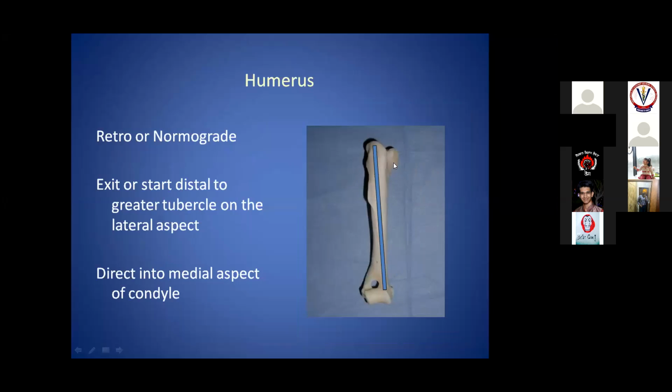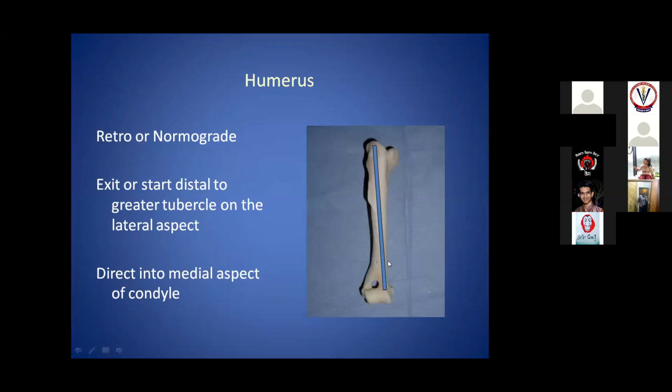This is the humeral head. This is the articular surface, and this is the greater tubercle of the humerus. So the lateral aspect of the greater tubercle of the humerus is the entry point for the humerus, and you go towards the medial condyle of the humerus. So this is the medial side of the humerus.